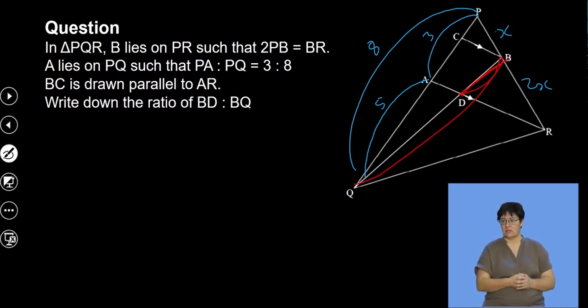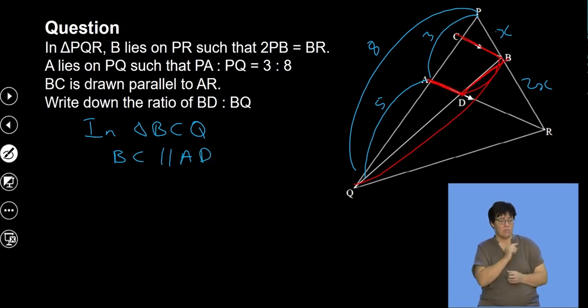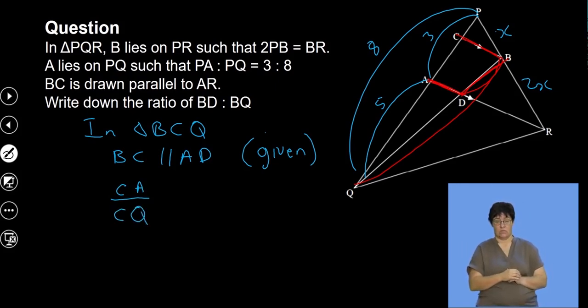So already you can see, guys, that these two are in proportion, right? They are parallel to each other, making that triangle to be in proportion. So I will therefore say in triangle BCQ, I know that there's proportionalities that are there, so I will say BC is parallel to AD. Why? I was given this, right? And if that is the case, it means that my CA over CQ is equal to the BD over BQ, right?